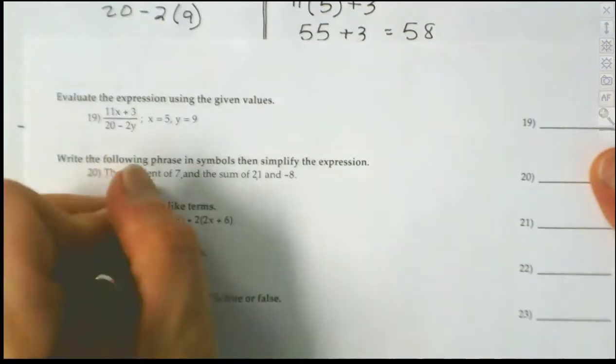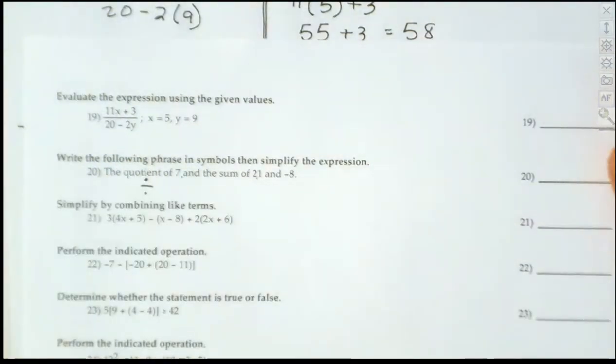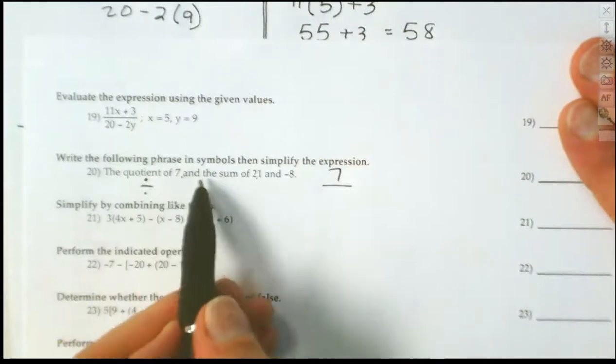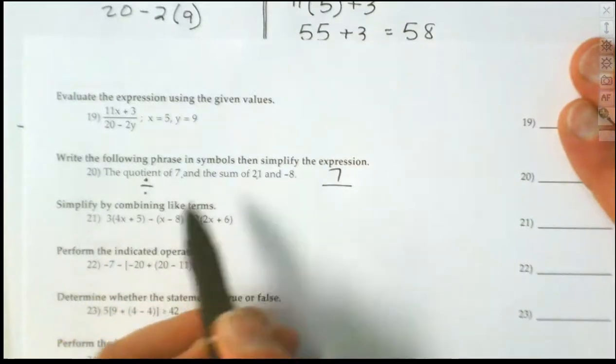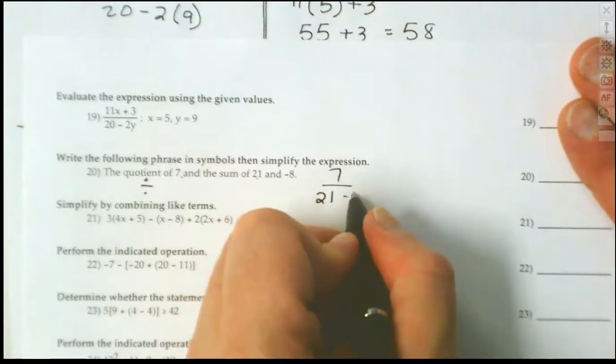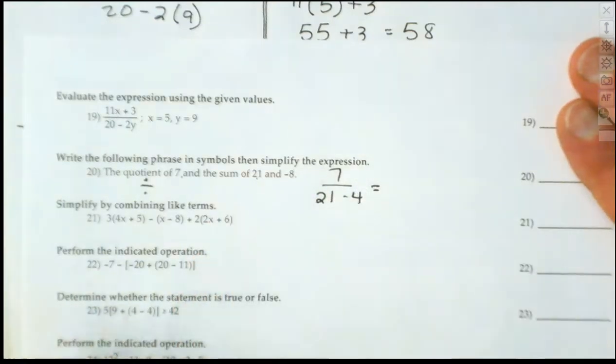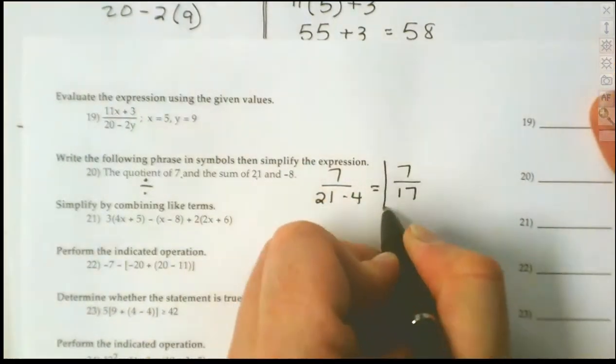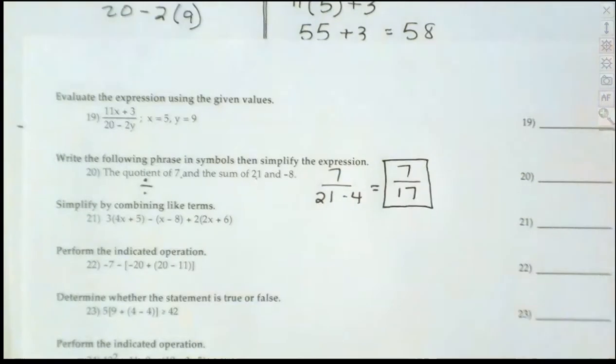So when we talk about quotient, what does quotient mean? Quotient means divide, right? So what are we going to do here? We're going to take 7, and we're going to divide that 7 by what? By the sum of 21 minus 4. And then we can break this down a bit. So 7 stays in the numerator. And then 21 minus 4, well, that makes it a 17, doesn't it? Yep, so that's going to be a positive 17 below. And then what's our final answer going to be? Our final answer is going to be 7 over 17.